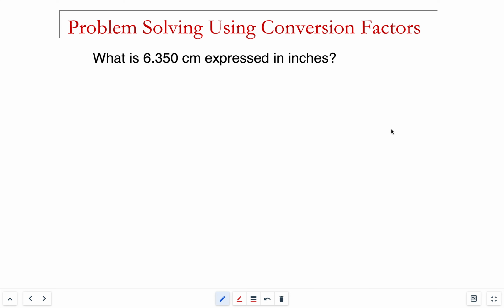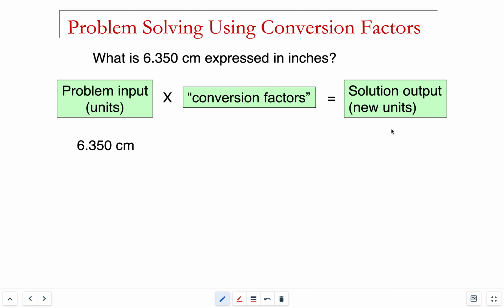Well, the general procedure in any of these types of problems is first to write down the information that you're given. Where do you start in this problem? We're starting here at 6.350 centimeters. Then ask yourself the question, well, where am I trying to go? What is my final answer? I'm trying to express this in inches. So there's my solution output with the new units. It will be some value. We don't know what it is, but it's going to be in inches.